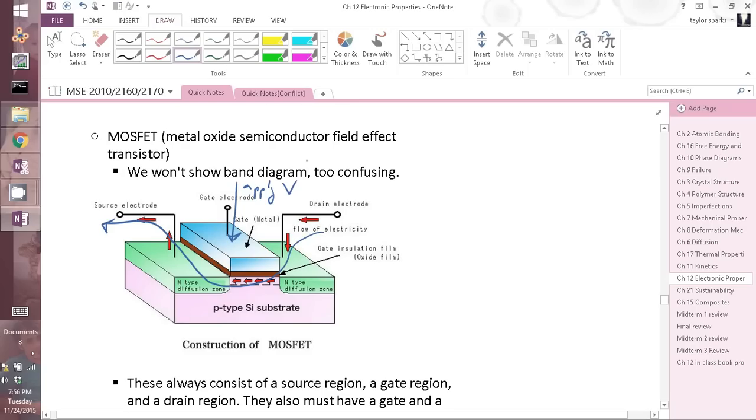This can be the basis of electronic memory or flash memory, right? Whether or not something is conducting or not, that can be a 0 or a 1 in terms of memory. So how does this work?